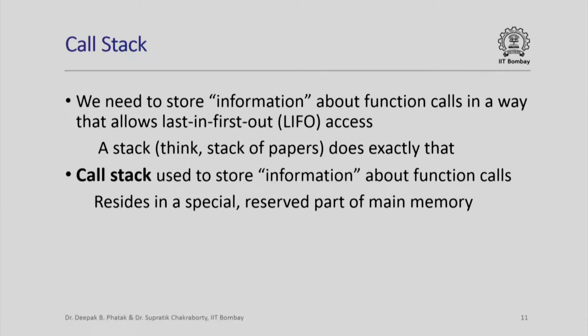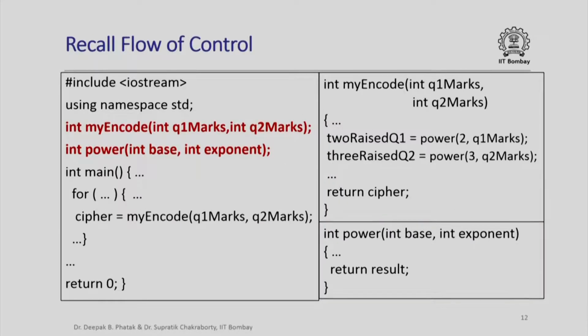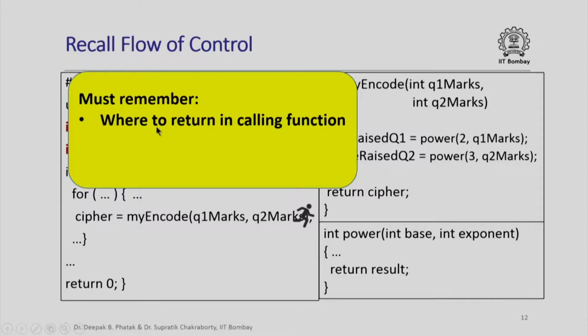So now the question is, we know that we must use a stack. What is the information that we must store in this call stack? Now let us recall the flow of control again. We made a function call there, and we kept this bookkeeping information here, and then when we executed this return statement inside myencode, we used this bookkeeping information to figure out where to come back to, which means that I need to remember where to return in the calling function.